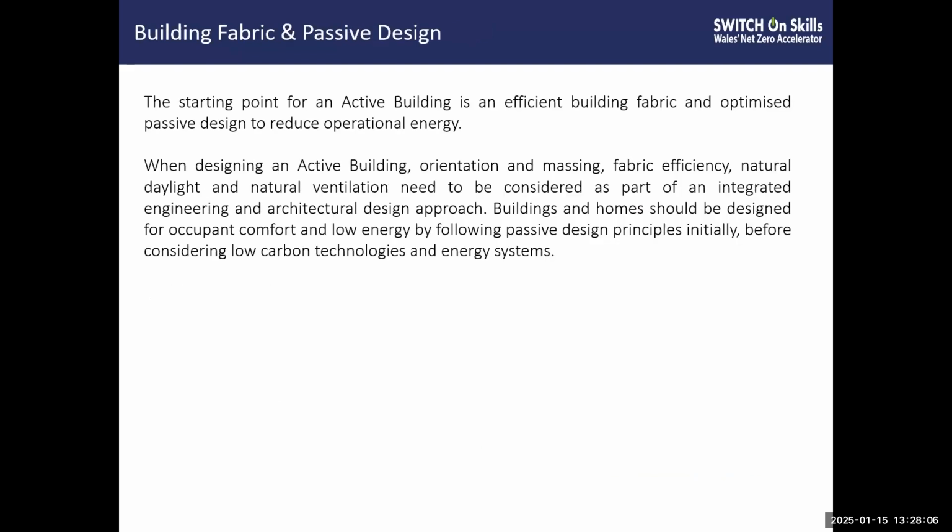The starting point for an active building is an efficient building fabric and optimized passive design to reduce this operational energy. When we're thinking about the design of these buildings, we should be thinking about ideally the orientation and massing, the fabric efficiency, the natural daylight and natural ventilation options that are available. And these will need to be considered as part of an integrated engineering and architectural design approach.